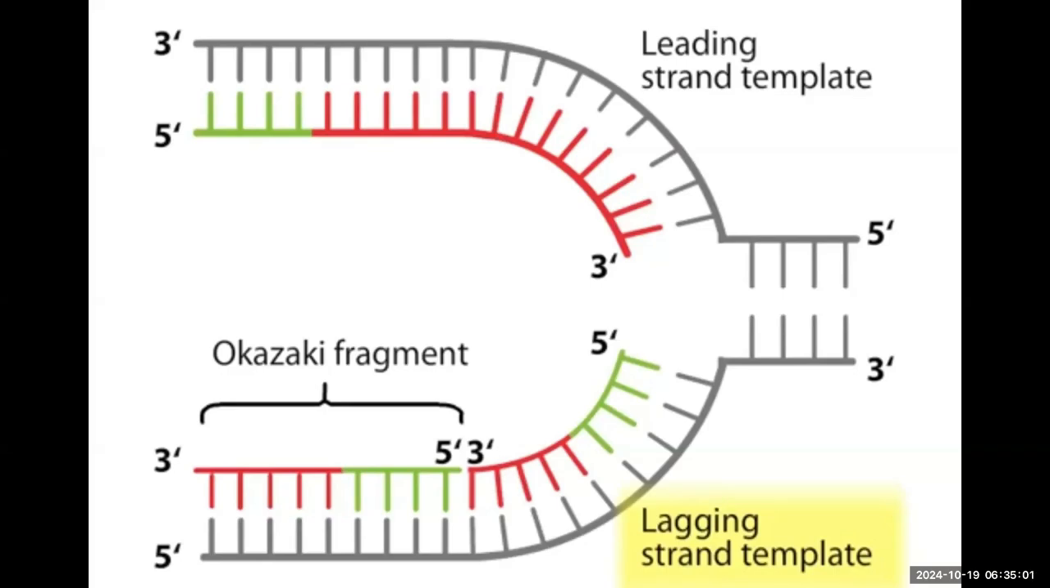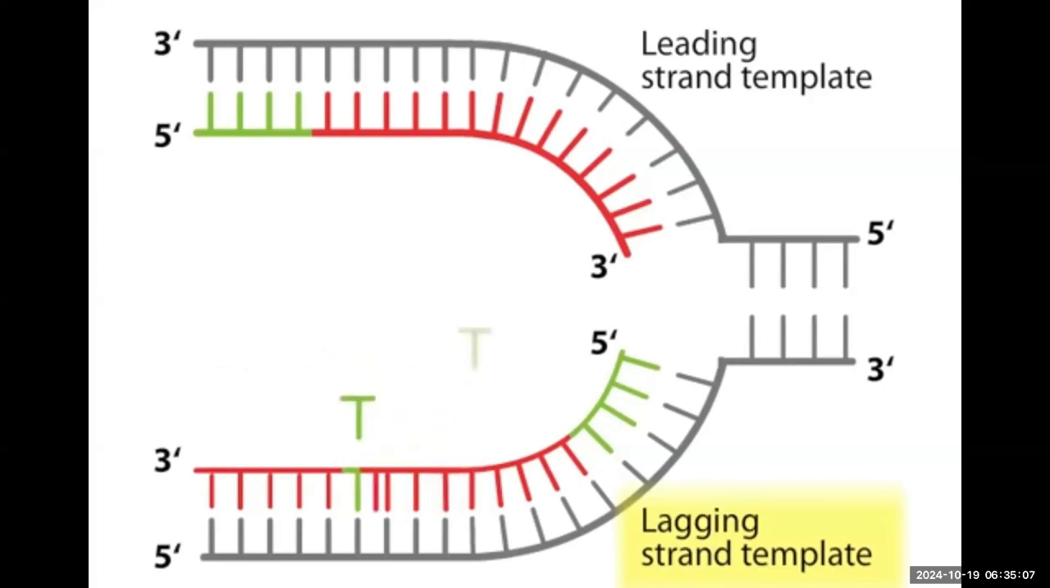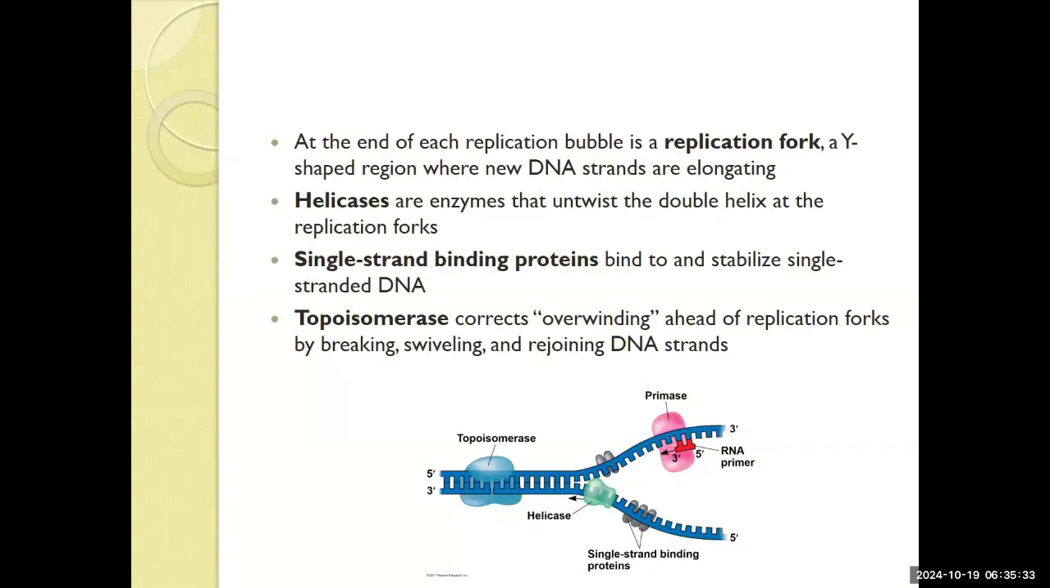As replication proceeds, the RNA primer of the first Okazaki fragment is replaced by DNA. Then the lagging strand fragments are ligated together. So at the end of each replication bubble, a replication fork, a Y-shaped region, is formed. This is where the new DNA strands will be elongating. Enzymes such as helicase and topoisomerase will assist.